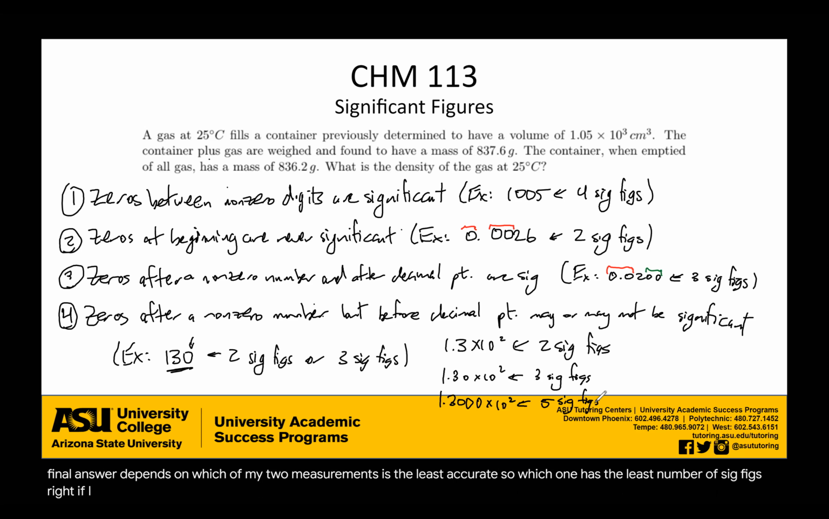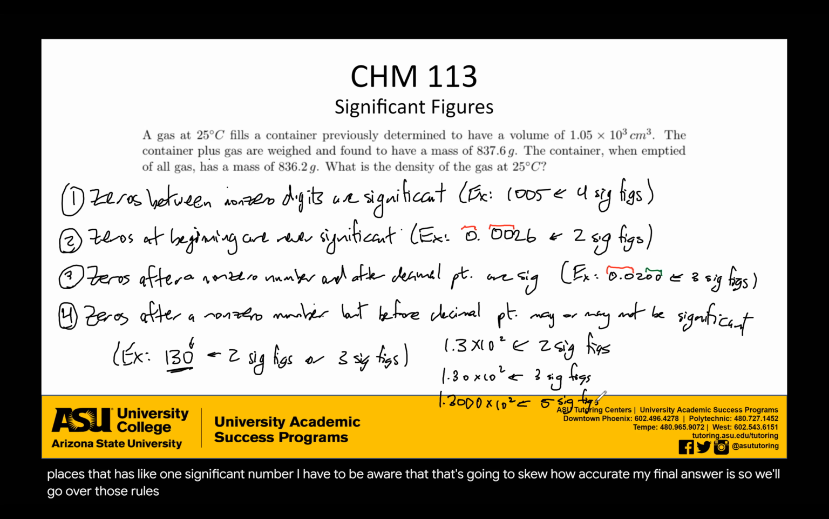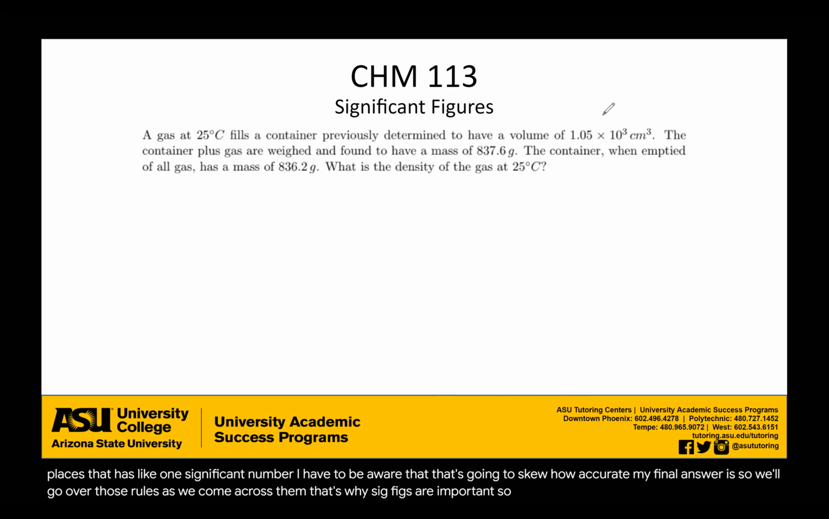If I multiply something that's super accurate, like down to 87 decimal places, by something that doesn't have any decimal places, that has like one significant number, I have to be aware that that's going to skew how accurate my final answer is. So we'll go over those rules as we come across them. But that's why sig figs are important. So here we are trying to find the density of a gas.